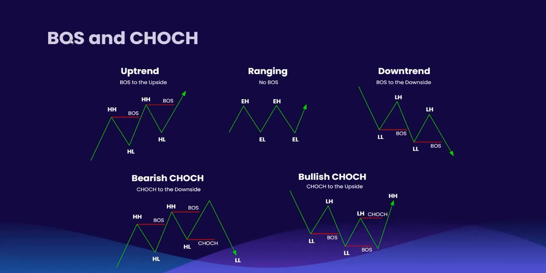So basically, a break of structure is a break which indicates a continuation of the trend. A change of character is a structural break which indicates a reversal in the trend. Okay, team, very basic, very straightforward. If you do not understand it now, you will. If it's not with 5 hours of practice, it will be with 10. But again, this is very straightforward and very simple.